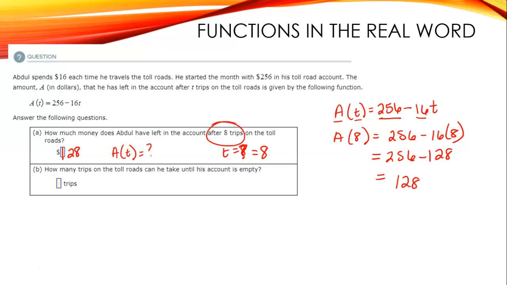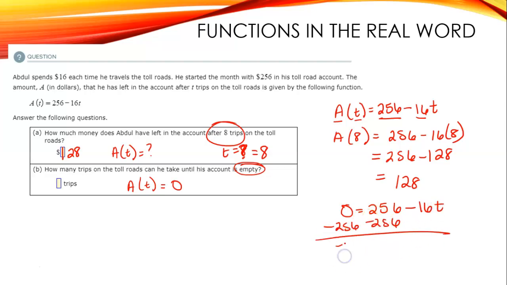Now it says, how many trips on the toll roads can he take until his account is empty? What is that telling us? I don't see any numbers here. Well, if your account is empty, how many dollars is in there? Well, what that's telling you is the amount based on the number of trips. So I'm replacing the a of t with 0 and finding the t. So I'm subtracting 256 from each side, which gives me negative 256 equals negative 16t. I'm going to divide both sides by negative 16. And I find out that that happens after 16 trips. So after 16 trips, he is out of money.